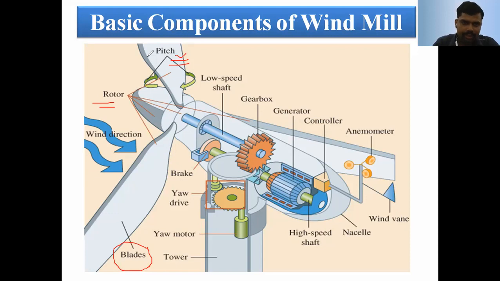Actually, wind is available in abundance everywhere in the world, but the wind that is sufficient for power generation is available only 6 to 8 hours per day on average. And the braking mechanism, the brake is a disc type, is used to stop the rotor in emergencies.